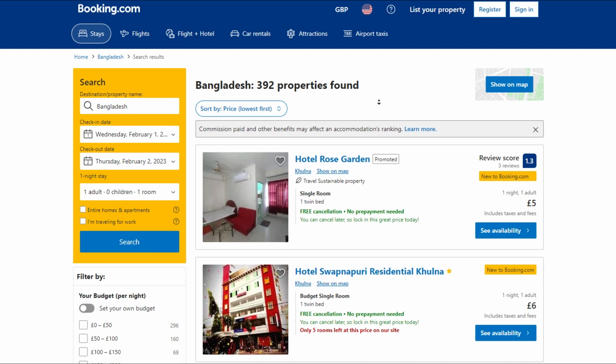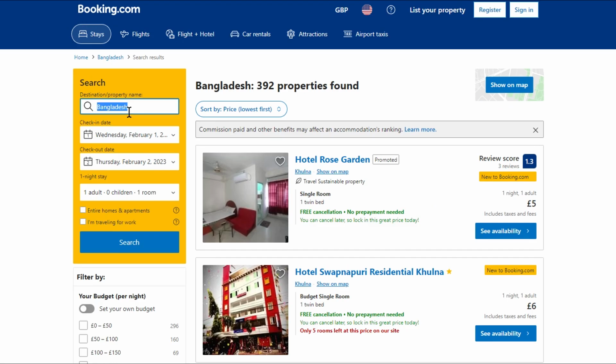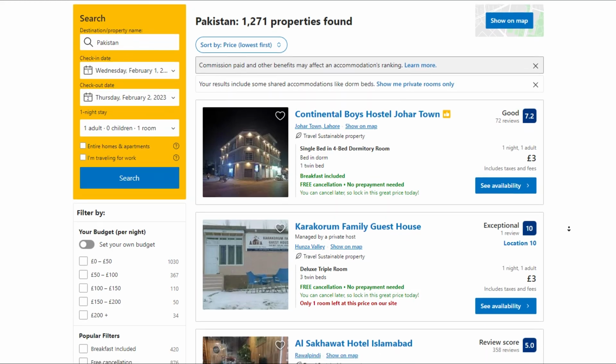Okay, already we can see that Bangladesh does not beat India. Cheapest one is £5. Okay, let's now try Pakistan. And Pakistan also does not beat India. So your dormitory there is £3.